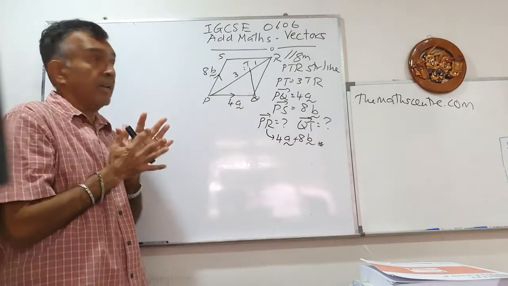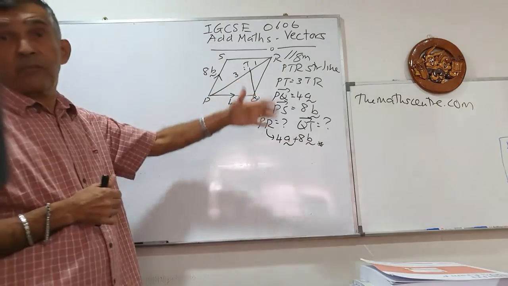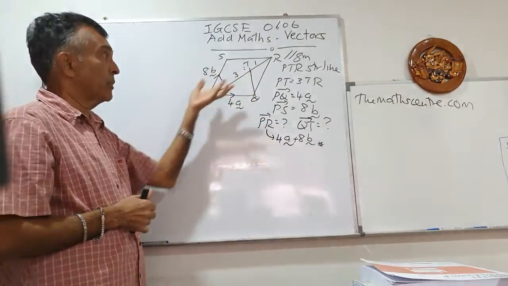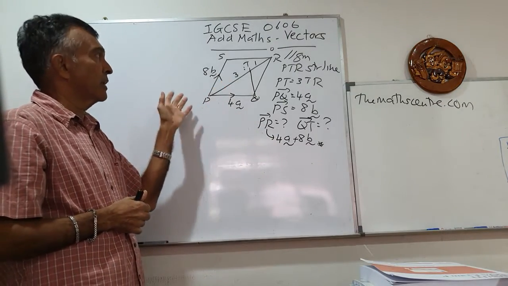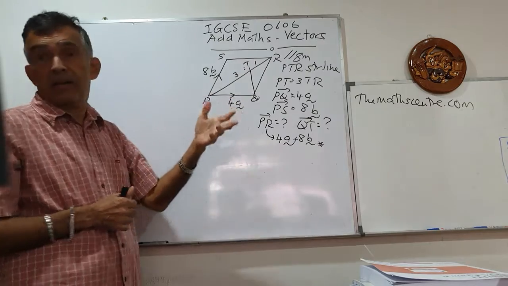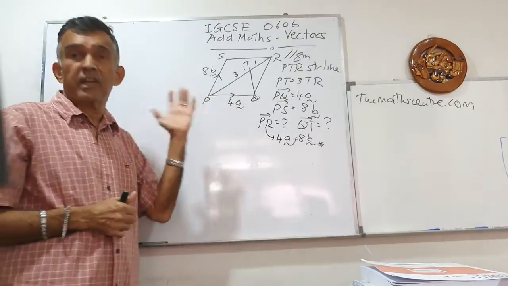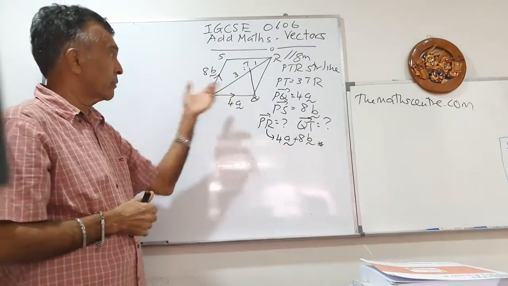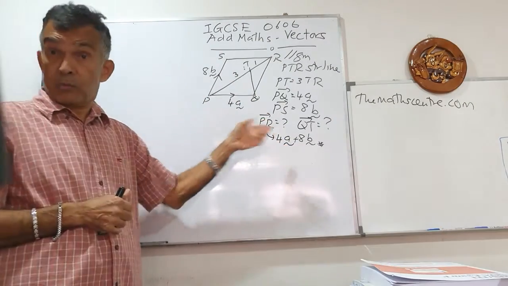Okay, let's go. The problem was, if you please go back and look at the previous video, we had a parallelogram and we were given a couple of vectors, PQ and PS, and we were asked to find PR, and we demolished that very quickly. I've written the answer down here: 4A plus 8B. That was PR. That was the first part of the question, right?